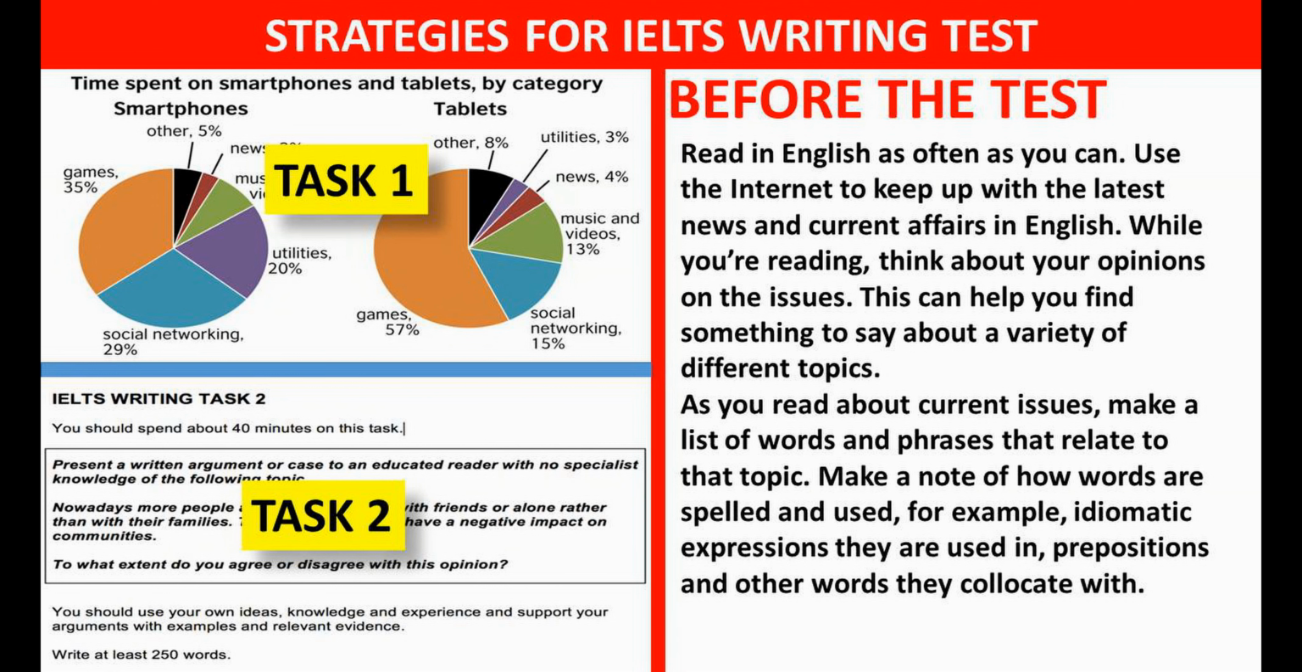Use the internet to keep up with the latest news and current affairs in English. While you're reading, think about your opinions on the issues. This can help you find something to say about a variety of different topics. As you read about current issues, make a list of words and phrases that relate to that topic. Make a note of how words are spelled and used, for example, idiomatic expressions they are used in, prepositions, and other words they collocate with.